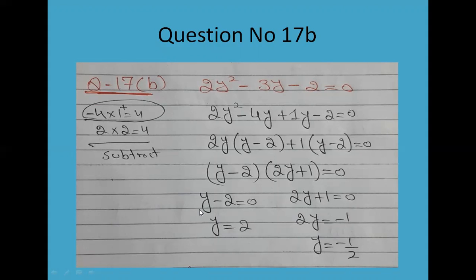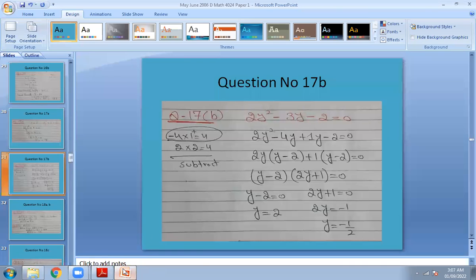So you will take 2y common. So you will have 2y bracket y minus 2 bracket close plus 1 into bracket y minus 2 bracket close equals 0. I can take this y minus 2 common. So you will have y minus 2 times 2y plus 1 equals 0. These two brackets are multiplying with each other and the answer is 0. So it means that either the first bracket is 0 or the second bracket is 0. So y minus 2 equals 0, so y will be equal to 2. And 2y plus 1 equals 0, so 2y is equal to minus 1 and y is equal to minus 1 by 2. So this is how you do question number 17.